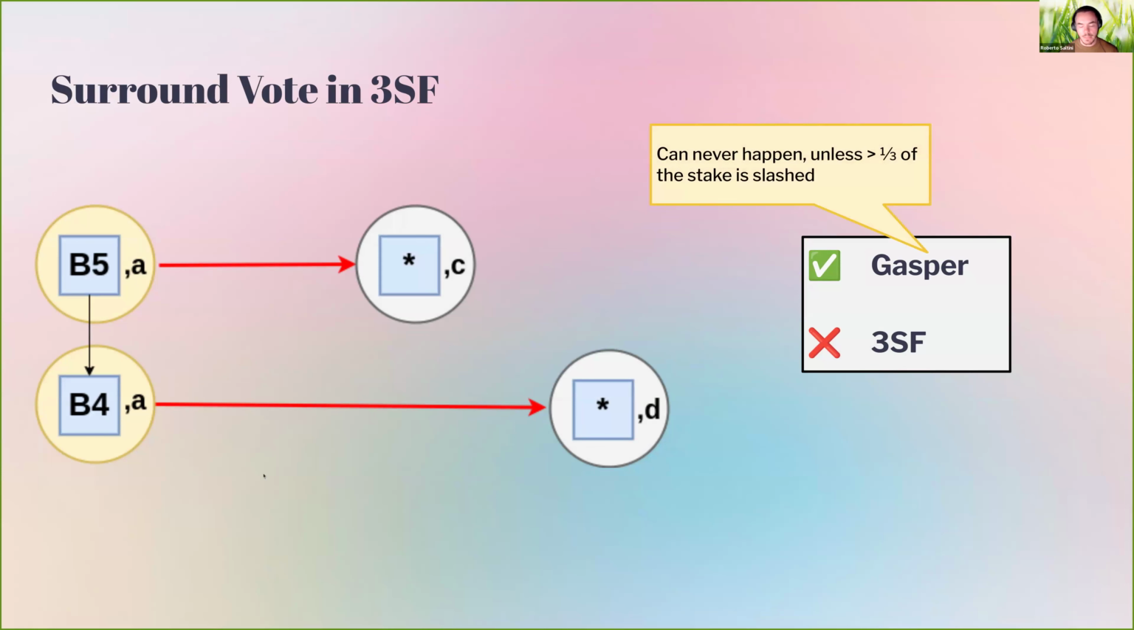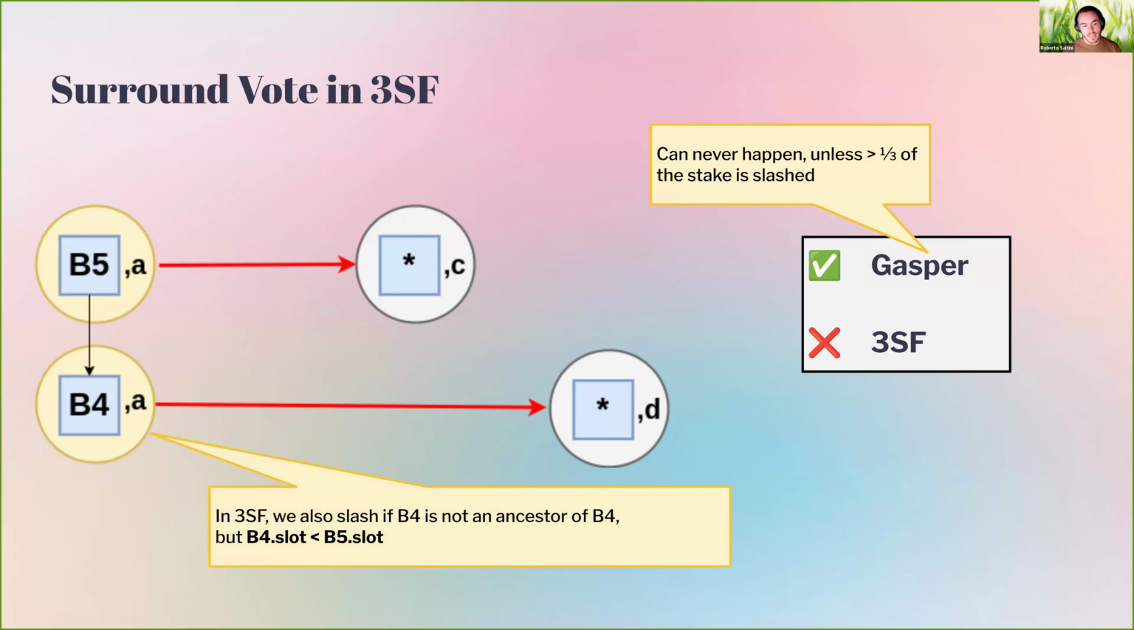But this is not a problem in Gasper, because for justification, we require that FFG votes have the same source and target. This situation can never happen, that you justify two checkpoints with the same slot but different blocks, unless at least 1/3 of the stake is slashed. But this can happen in 3SF, because you can justify more than one checkpoint for a given slot. So in 3SF, we need to add this additional condition. The actual condition for slashing is not that the source is an ancestor of B5, but we slash as long as, in this example, the slot in which the source was proposed is before the slot where B5 was proposed. So what we need in terms of slashing is adding this condition.